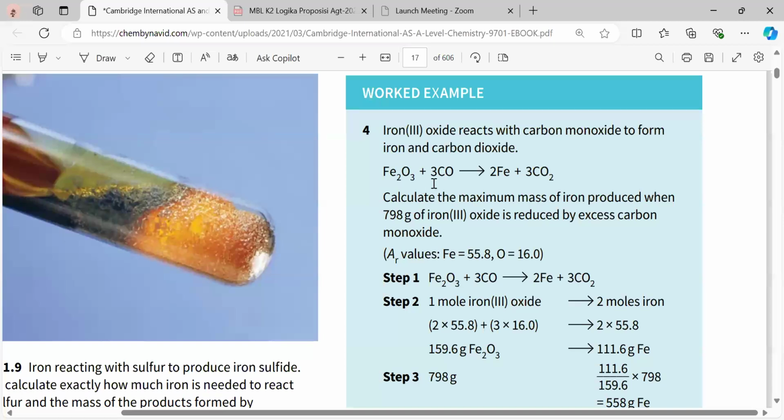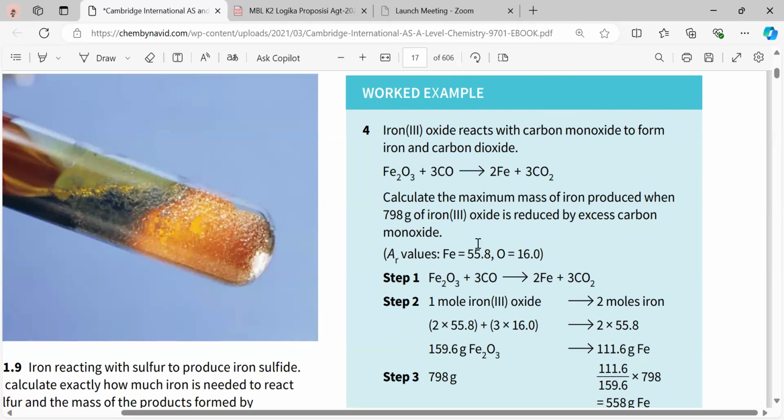Now for carbon, we have 3 carbons in the 3CO on the left, and 3 carbons on the right as well. Hence, it is balanced. So now we know that the equation is balanced. Calculate the maximum mass of iron produced when 798 grams of iron oxide is reduced by excess carbon monoxide.